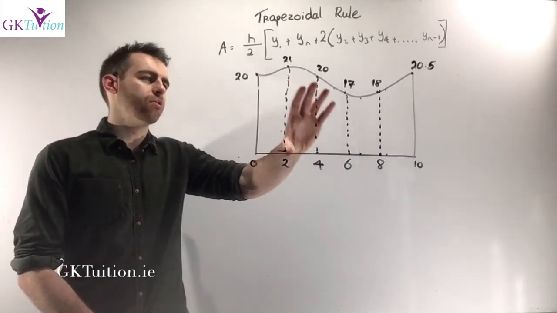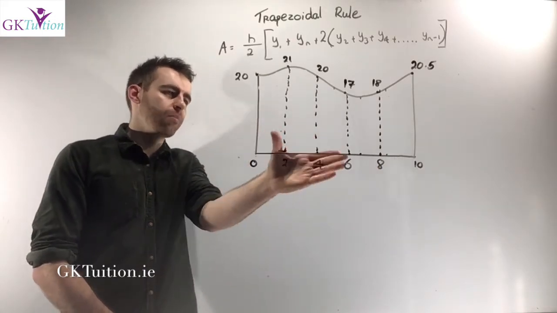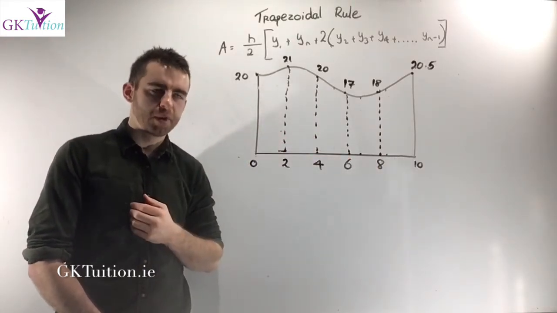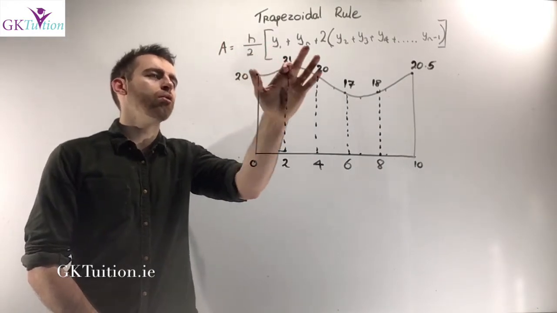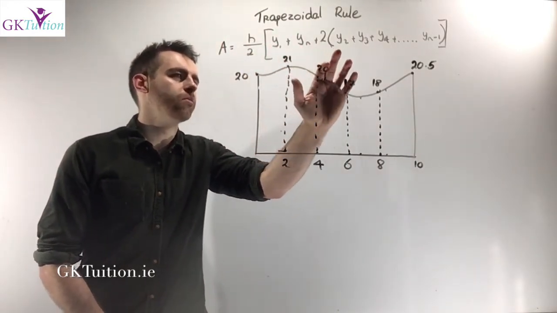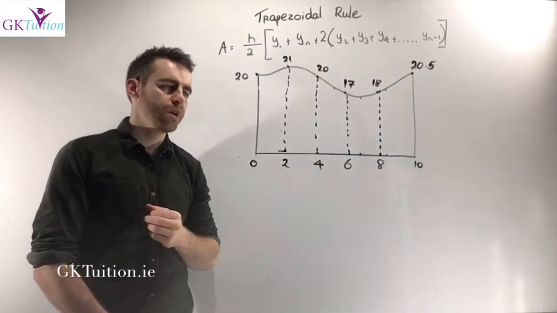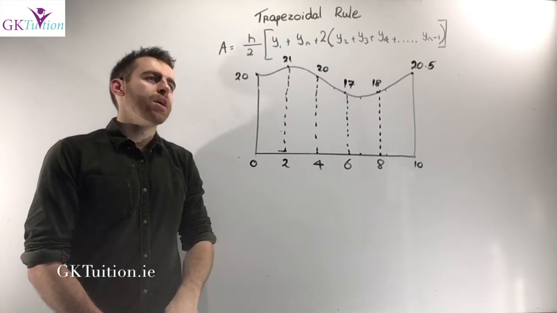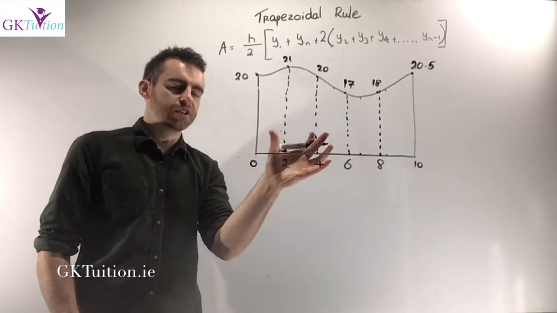So you'll notice that I've come up with a random shape here. We could use the trapezoidal rule to, for example, get the area of this shape. The trapezoidal rule is h over 2 times [y1 plus yn plus 2 times (y2, y3, y4, the whole way up to yn minus 1)]. So that's a weird looking formula. Basically, h is the width of each section.